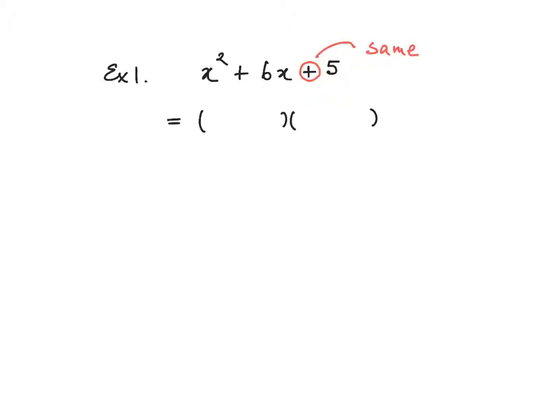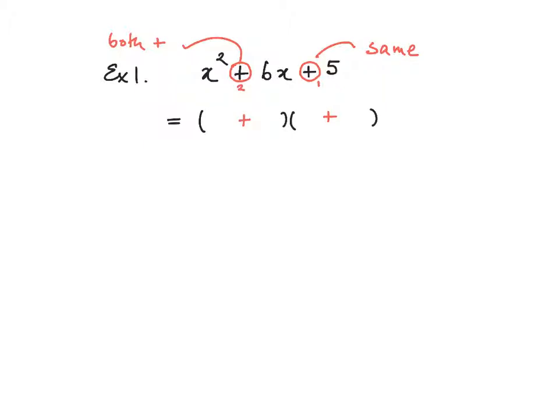If we then look at this sign, that means that both are positive. The signs in both brackets are positive. We should always look at this sign first. If it's a positive, it means the signs in the brackets are the same. And then we look at this sign here.